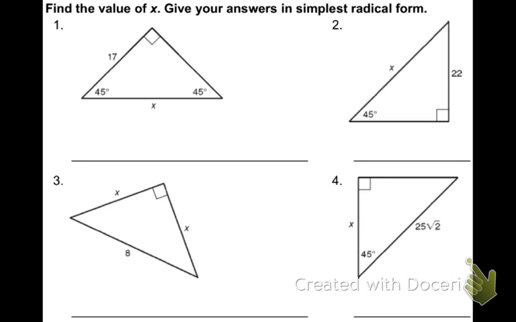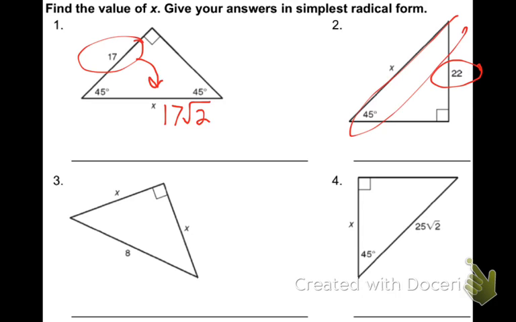So let's try number 1 here. Find the value of x, give your answers in simplest radical form. So it's a 45-45-90 triangle. Recognize, I have the leg is 17, which means my hypotenuse is then 17 square root of 2. Number 2, my leg is 20. It's a 45-45-90 triangle, which means my hypotenuse is 20 square root of 2.